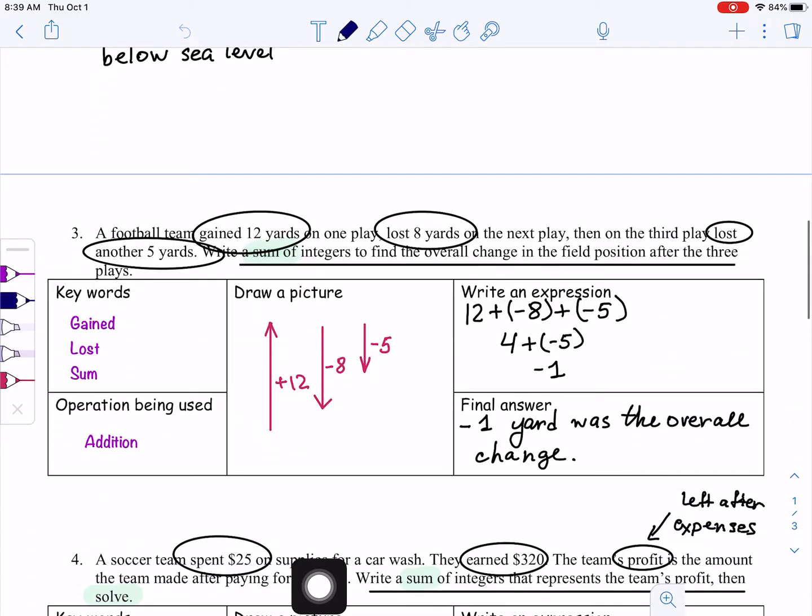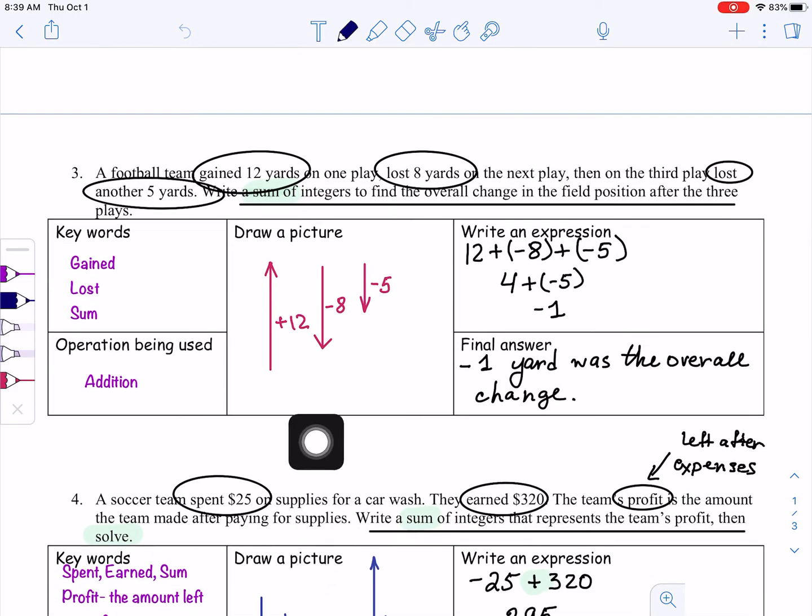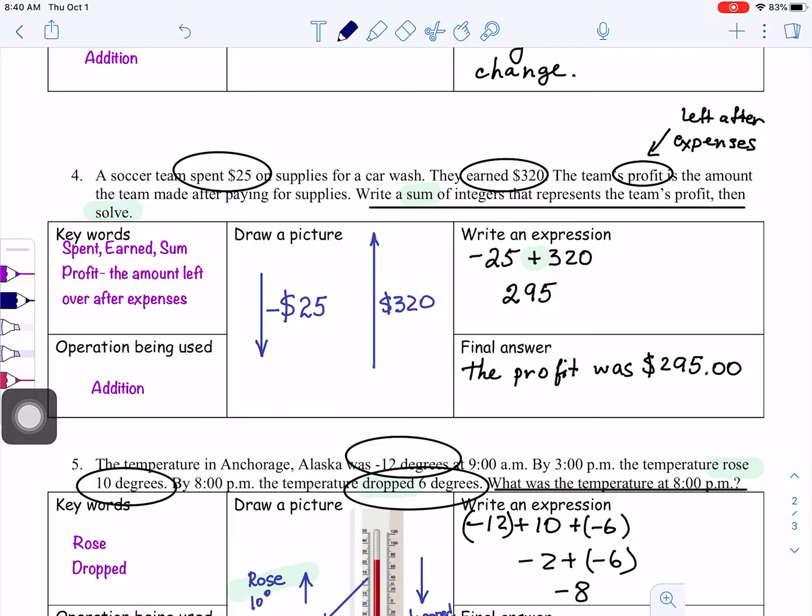All right, the next problem shows you a football team that gained 12 yards and then lost 8 yards and then gained 5 again. This is easy to see, up and down and then down again. So you're adding 12, -8 and then -5, and your final position is -1. The keywords here are gain, lost, and sum, and you know you're doing addition of all of those. And the question was find a sum, and this is how we knew that we needed to find a sum.